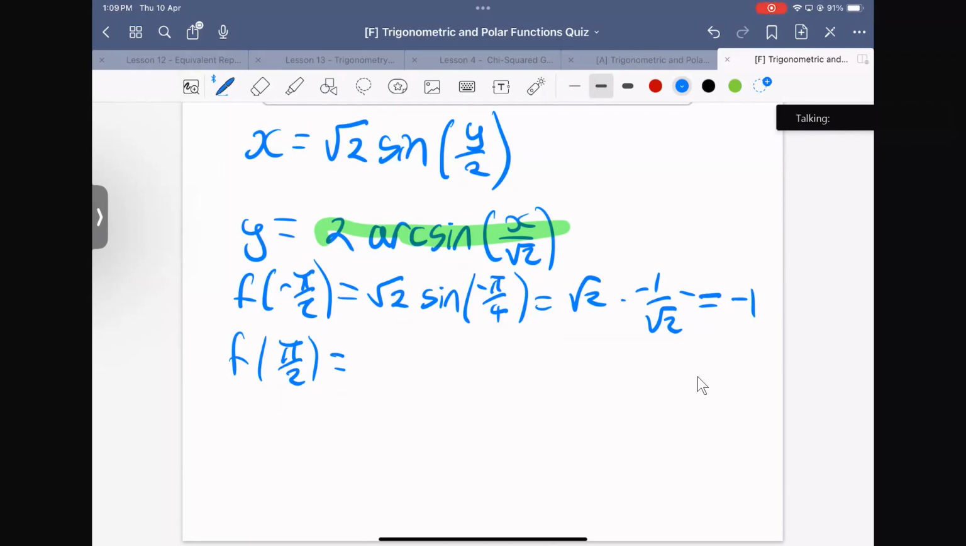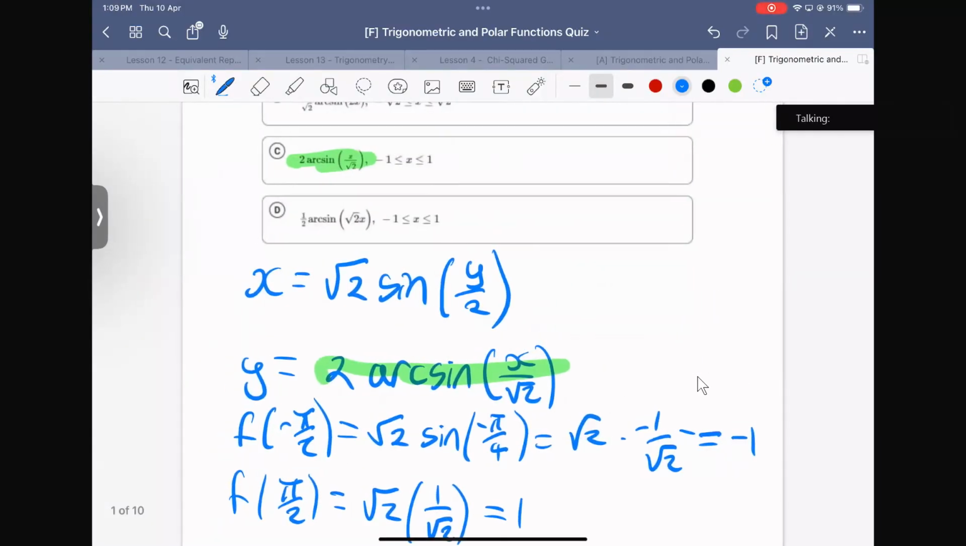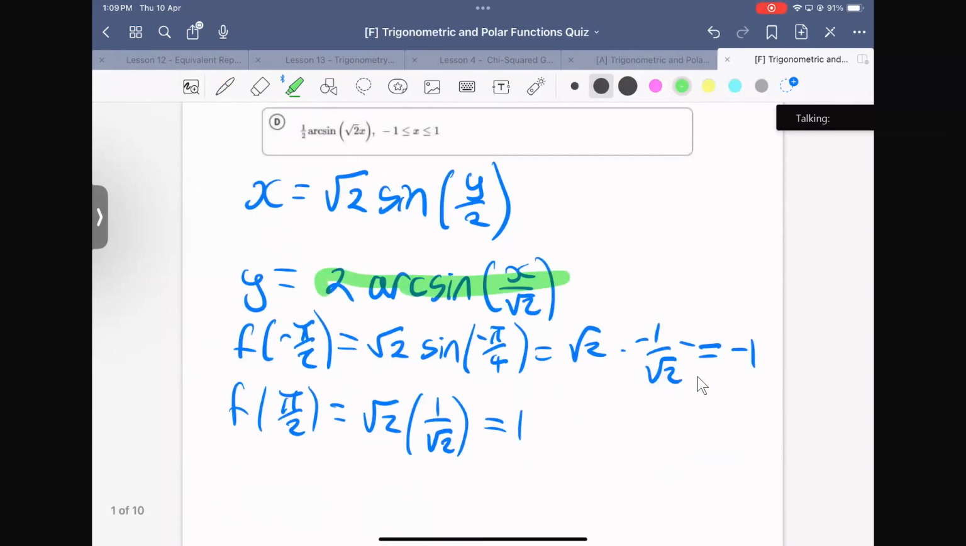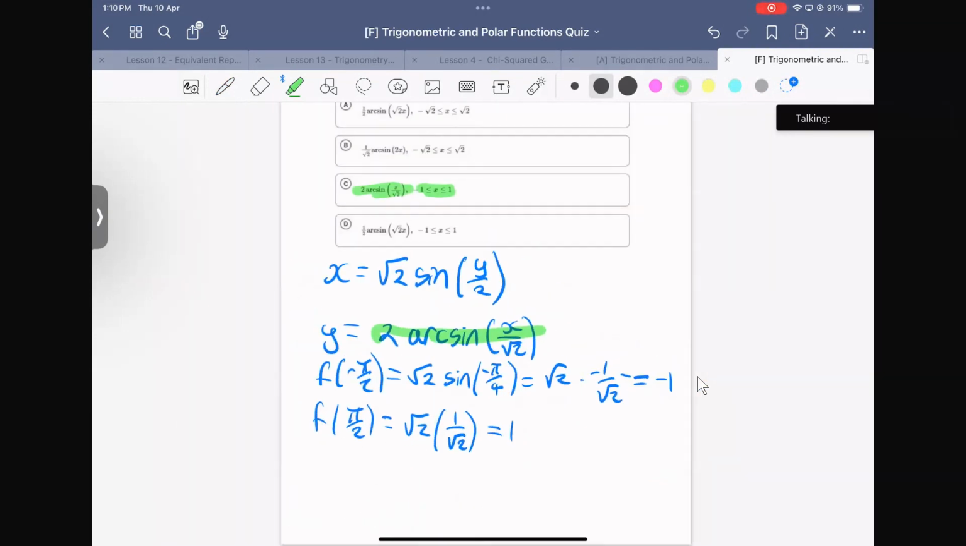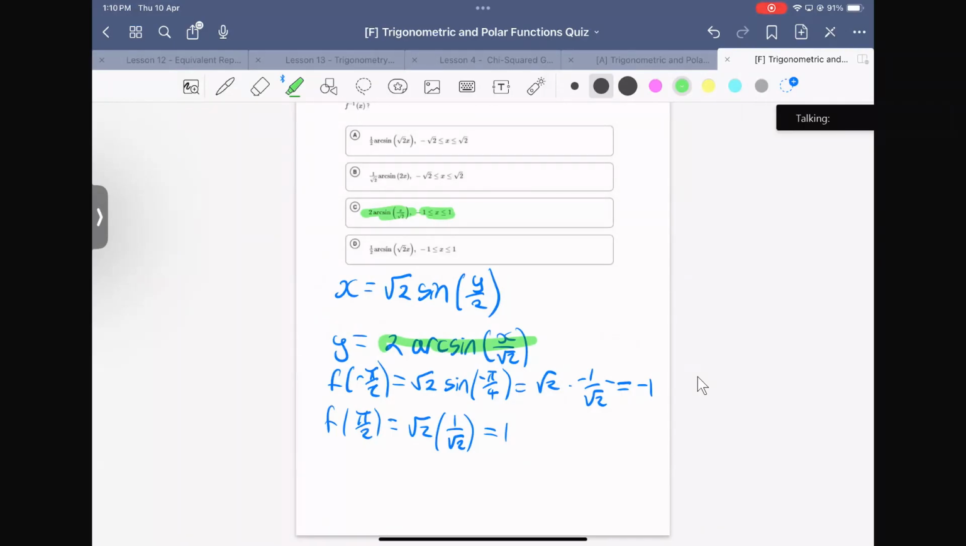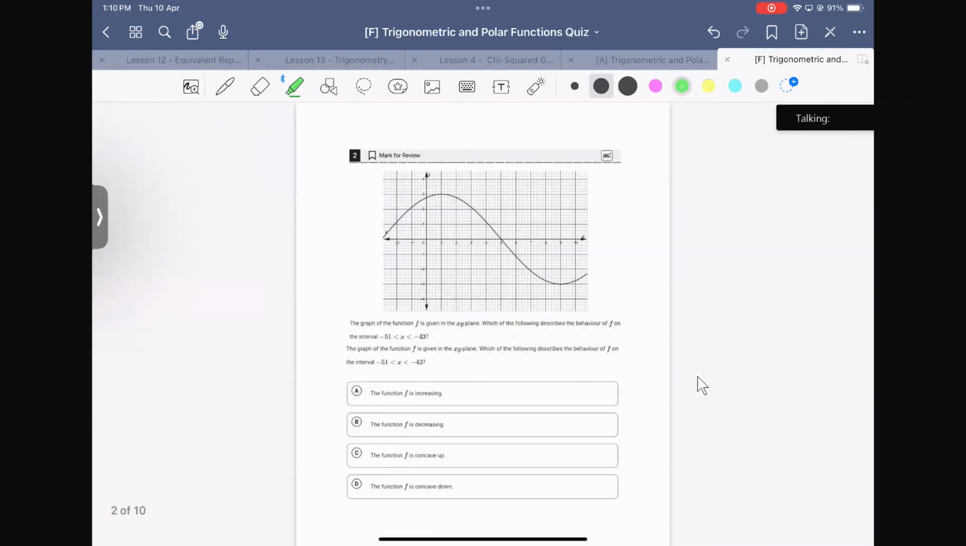And then for the other one, we're going to get root 2 multiplied by 1 over root 2, which is going to give us 1. So it should be C. Yeah, that one's going to match as well. And that matches there. Okay, so C. Let's have a look. Next one.